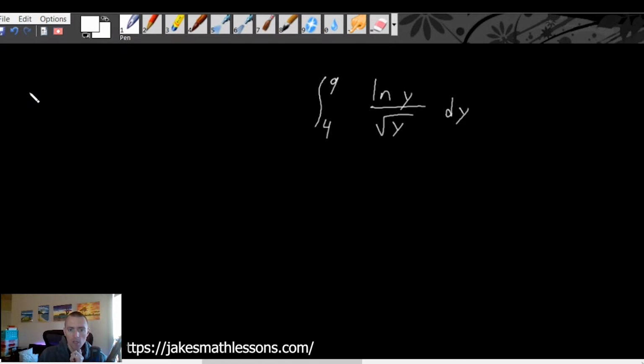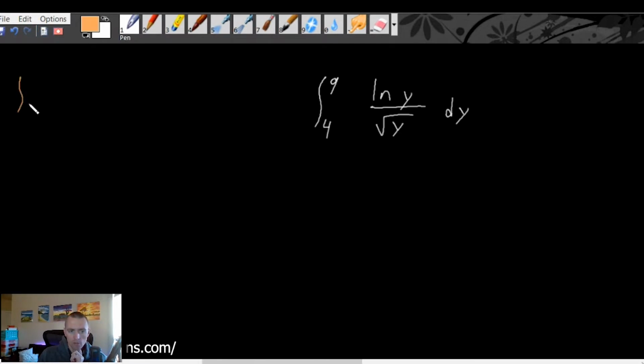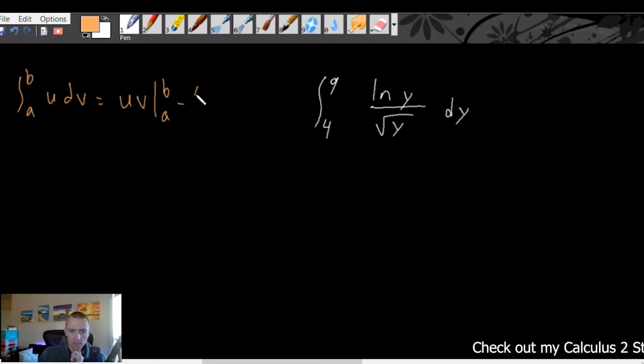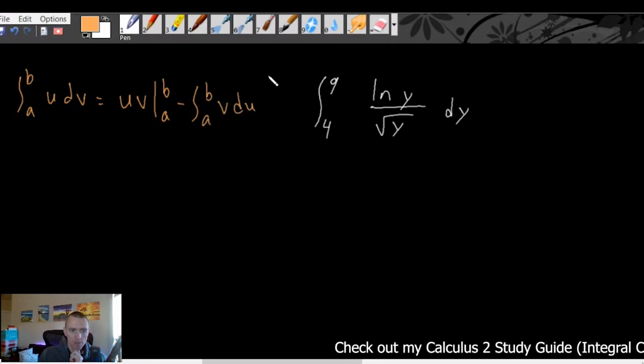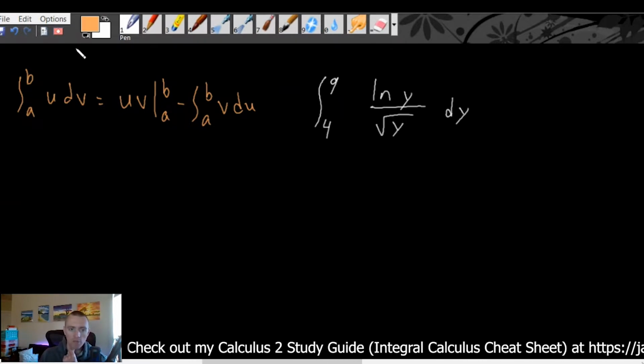So basically, what that formula tells us is if we have the integral from a to b of u times dv, this can be rewritten as u times v evaluated from a to b minus the integral from a to b of v du. So very similar formula. All we're really doing is evaluating between these bounds; that's the main difference.